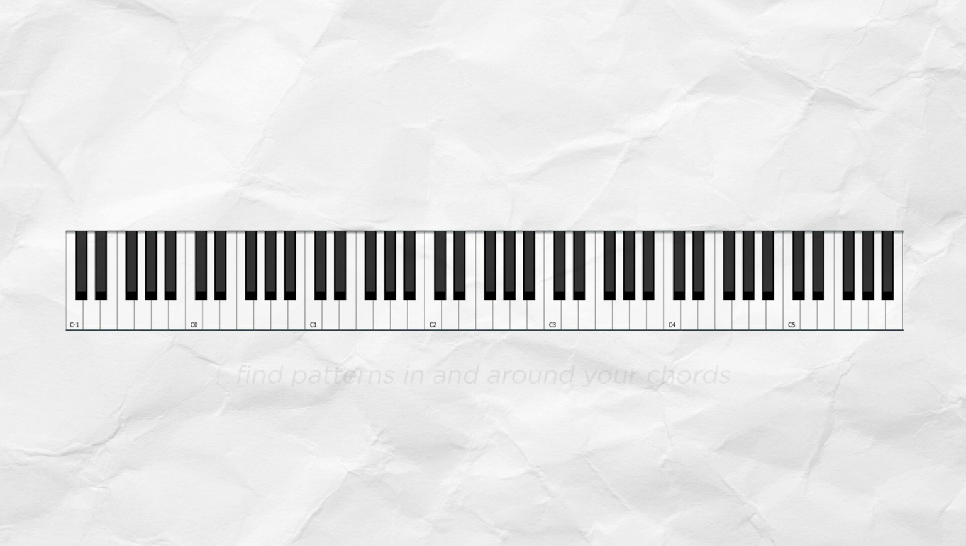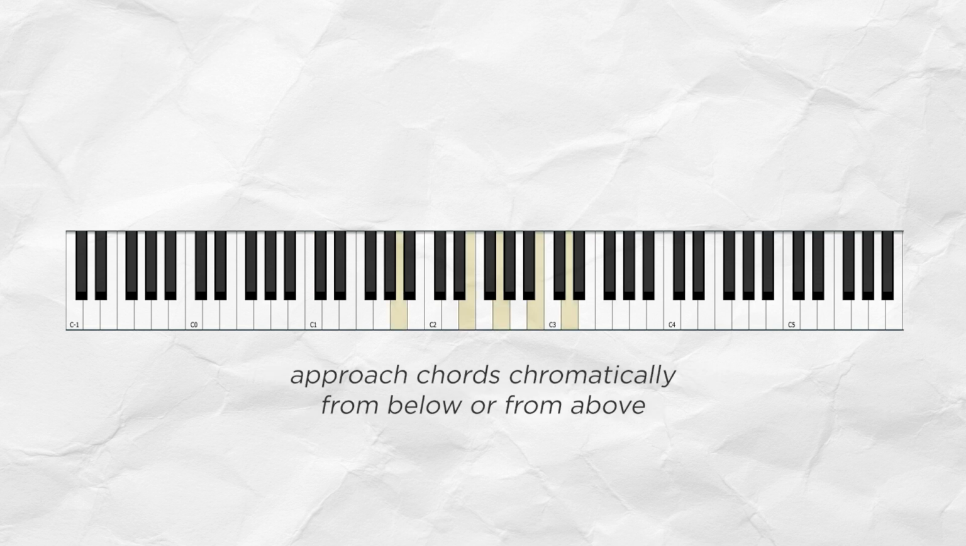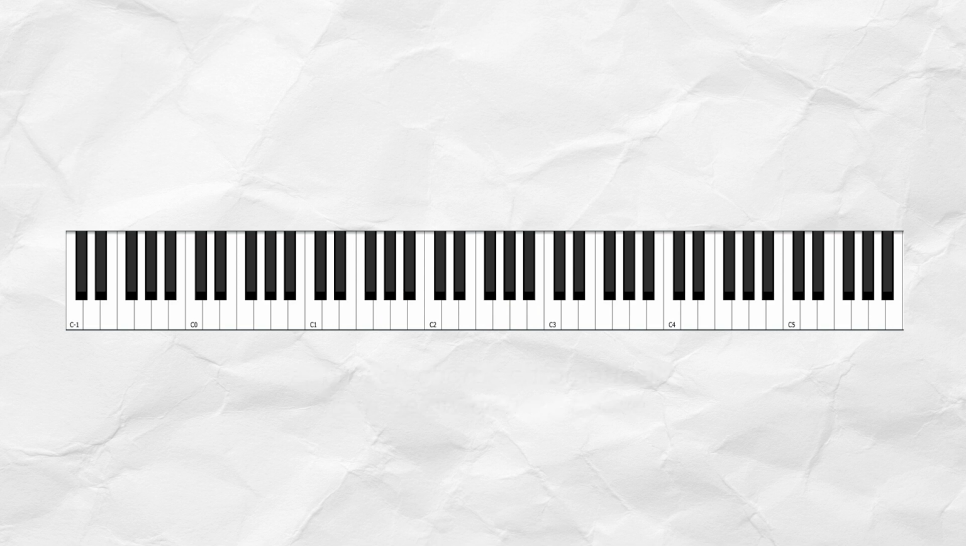And lastly, you can approach a chord chromatically from below or from above. That can be with a whole chord coming from a semitone below or above, or that can be with a single note rolling chromatically from 1, 2, 3, or 4 notes away, either below or above. So that can help you add some flair to your chord progressions.